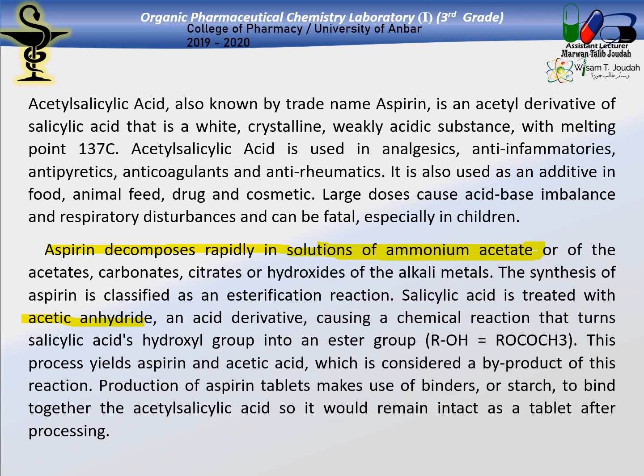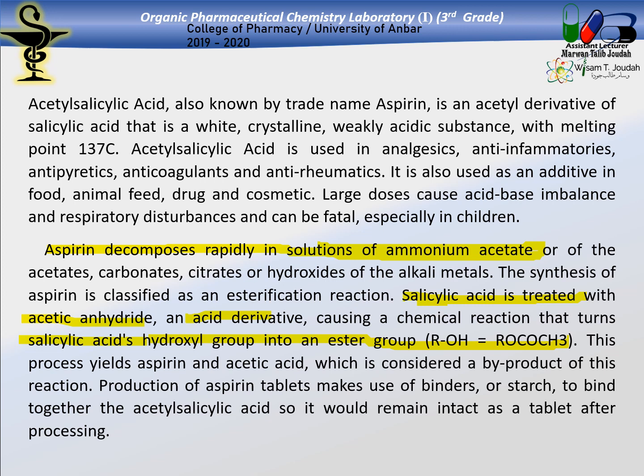This question about aspirin came with no answer. It is an acid derivative causing the chemical reaction that turns the salicylic acid hydroxyl group into an ester group, which is ROH or ROCH3. Here we have a carboxylic acid which, when reacted with any alcohol, gives us an ester plus a water molecule. The process yields aspirin and acetic acid, which is considered the byproduct of the reaction.